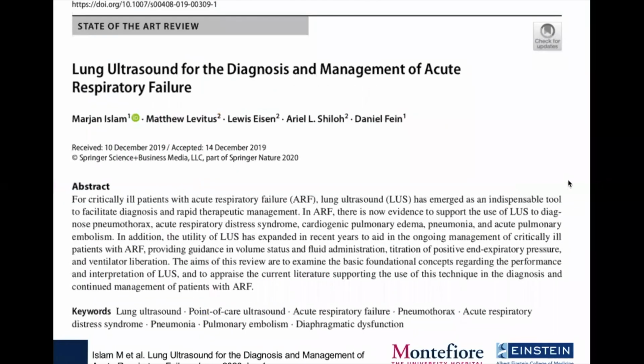This talk will follow a recent state-of-the-art review that we published in the Lung Journal this past December. The objectives of the talk will be threefold. One, to review the basic foundational sonographic signs that define specific respiratory conditions that cause acute respiratory failure. Two, to appraise the current literature supporting the use of lung ultrasound in the diagnosis of these conditions. And three, to review the evidence of lung ultrasound in the continued management of patients with acute respiratory failure.